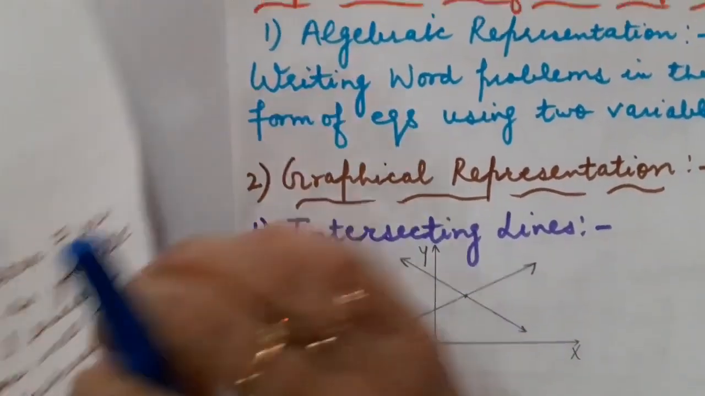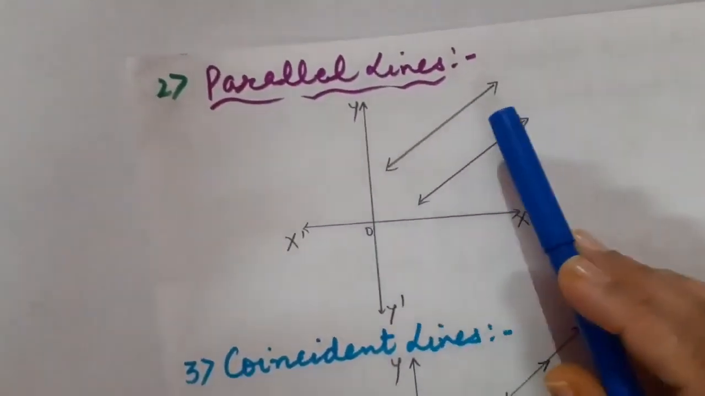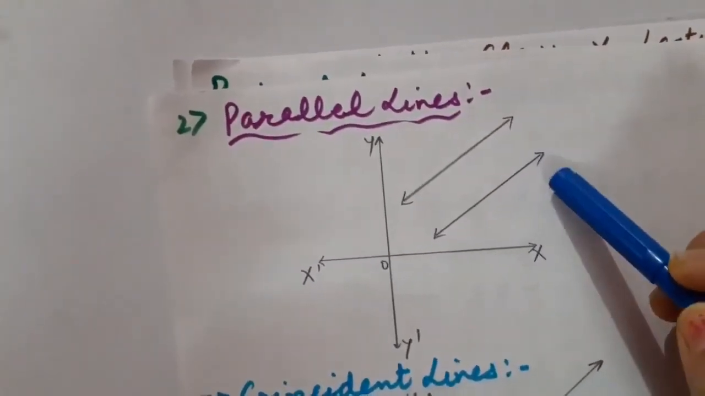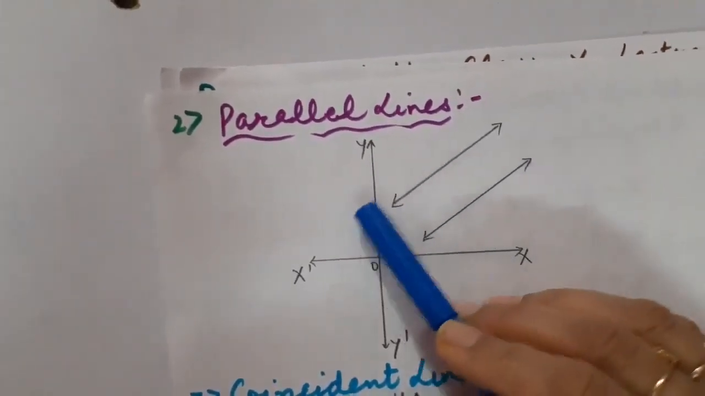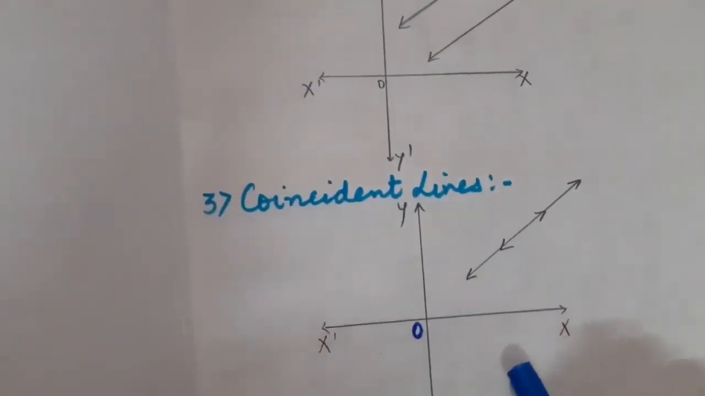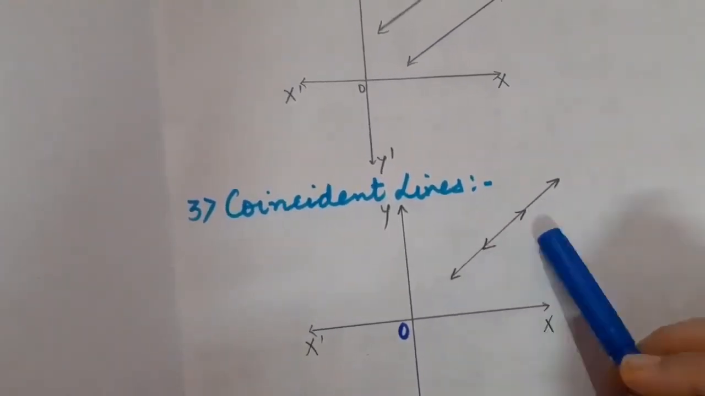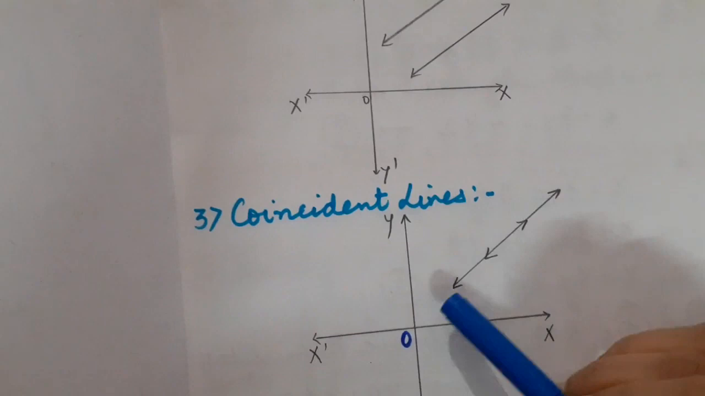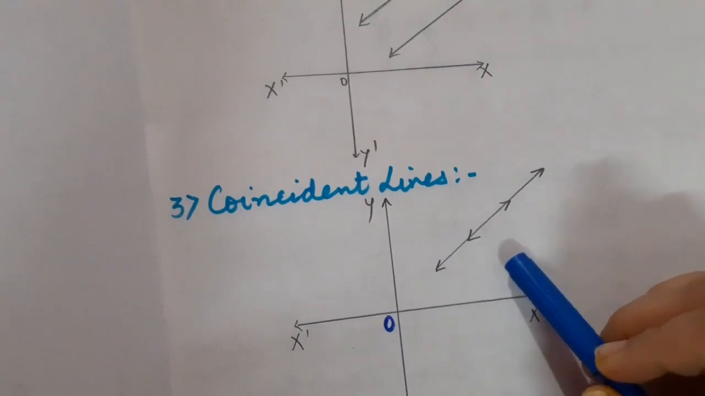Fine. Another case was related to parallel lines. When again you draw the graph of both the lines, the graph shows that the lines are parallel to each other, meaning there is no point of intersection between them. And the third case was coincident lines. Here you first plot the coordinates of the first line, and in the same manner the coordinates of the second line. When you draw the lines, one line will definitely overlap the other. So this was case number 3.